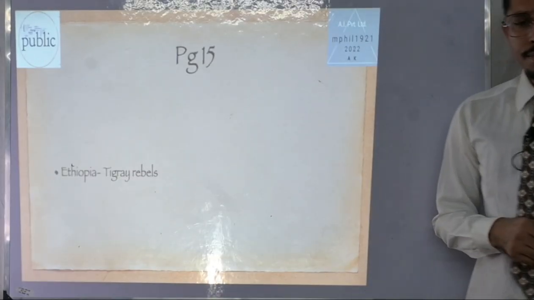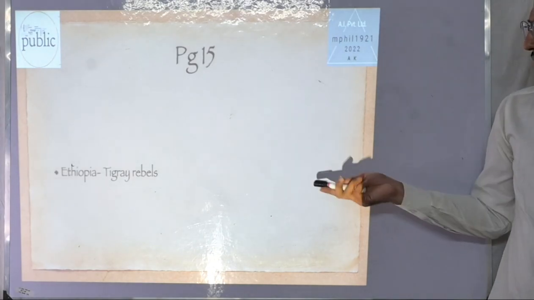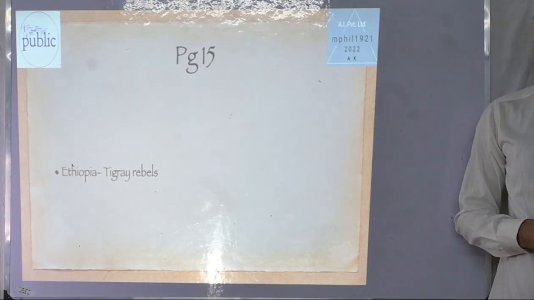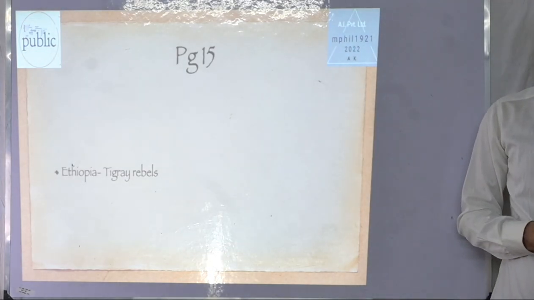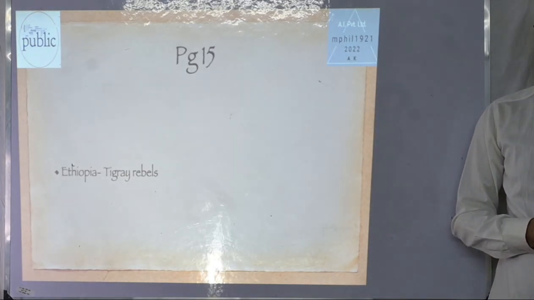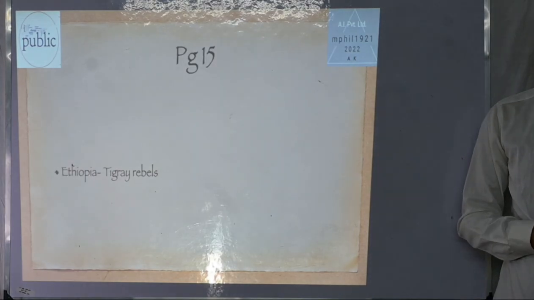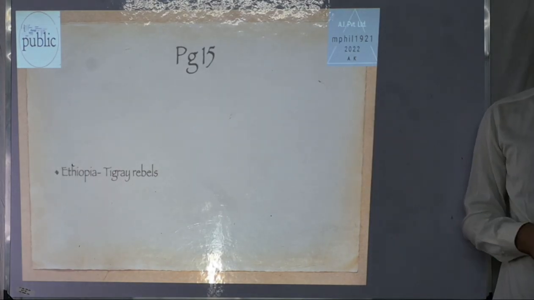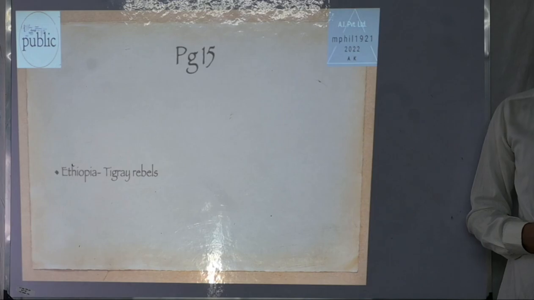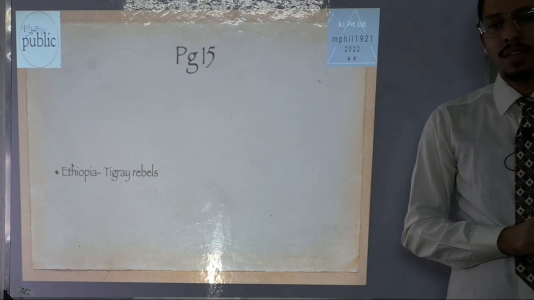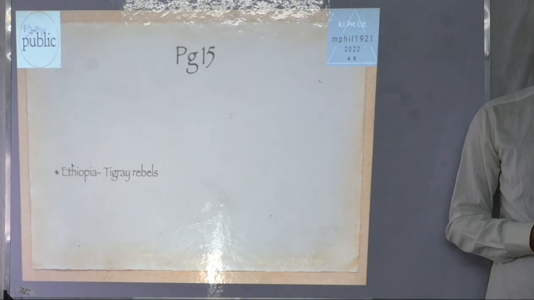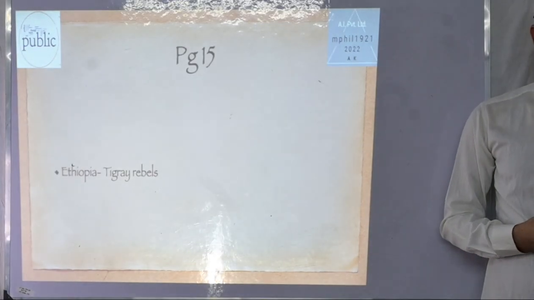Now on page 15, there is one news item which is important for UPSC. It's about Ethiopia negotiating with Tigray rebels. UPSC might ask where the Tigray rebels belong to: Ethiopia. Ethiopia is part of the Horn of Africa. Okay, so remember it. After that, there is nothing much more relevant. If you have a hobby related to a sport, you can read that page. Otherwise, it's not that important.